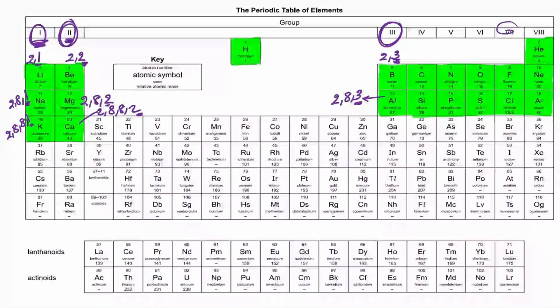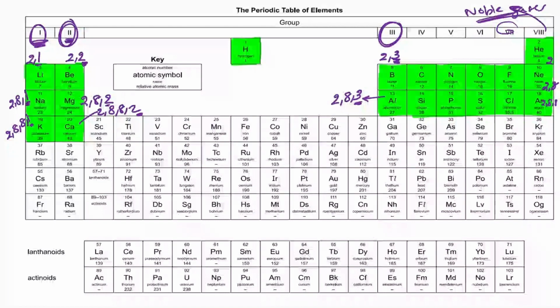What about group 8 elements? Group 8 elements are called the noble gases. All these gases have a full outer shell. As we can see here, helium has 2 electrons in the outermost shell, which is a full shell. Regarding neon, it's 2-8. Regarding argon, it's 2-8-8. So all the noble gases have a full outer shell. That's why they are inert gases.